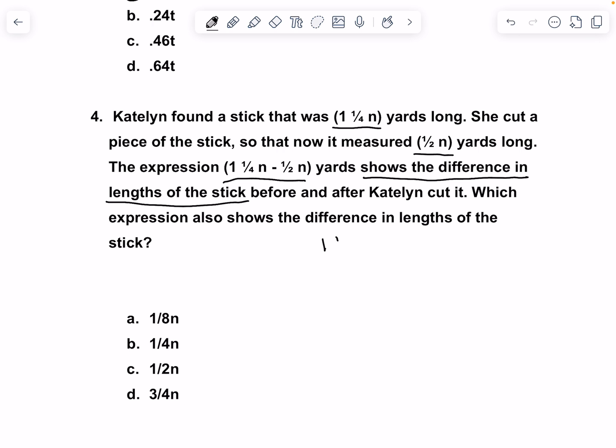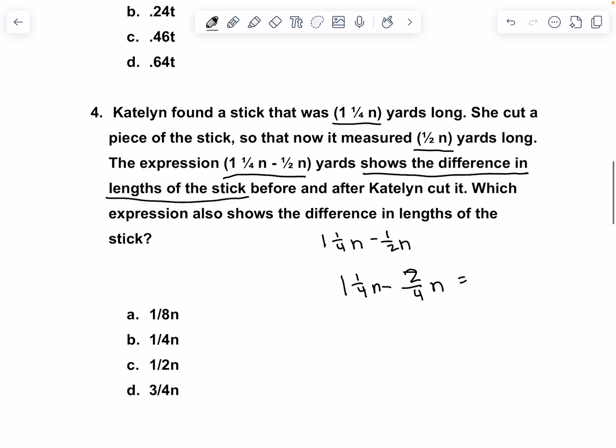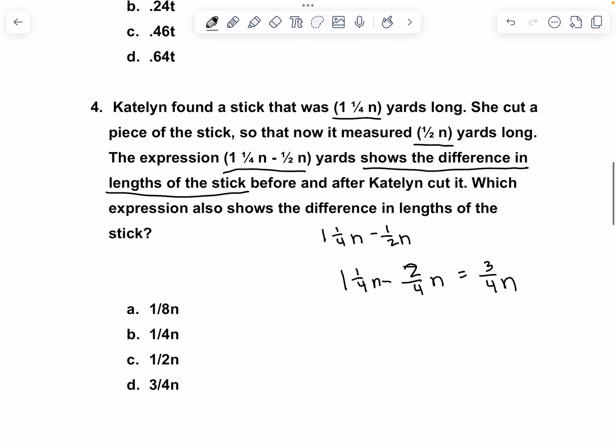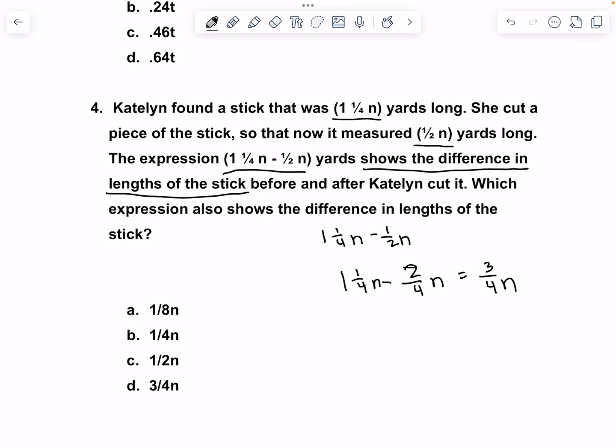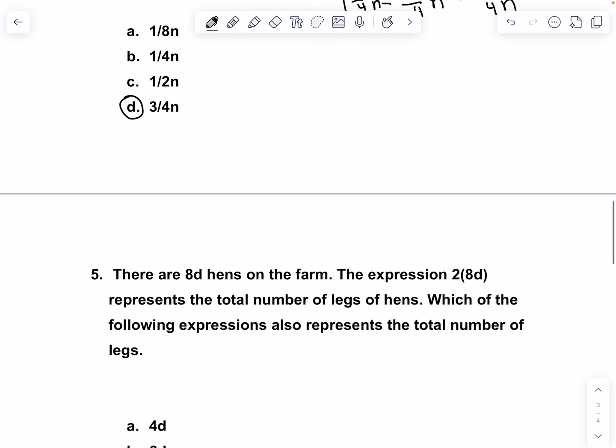So once again, we just simplify the expression. Since they are like terms, we can just subtract. First we'd make them common fractions. So 1/2 is also equal to 2/4. So it'll be 1 1/4 n minus 2/4 n. And that would be equal to 3/4 n. So since they're equal, 3/4 n would show the difference in lengths of the stick. So the answer would be D.